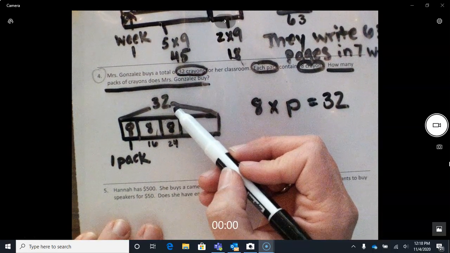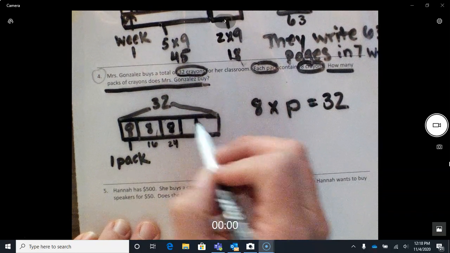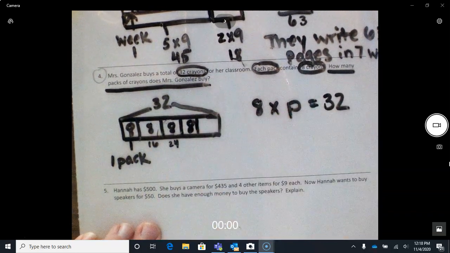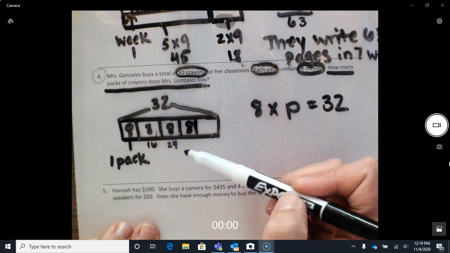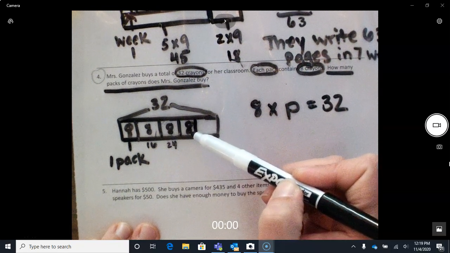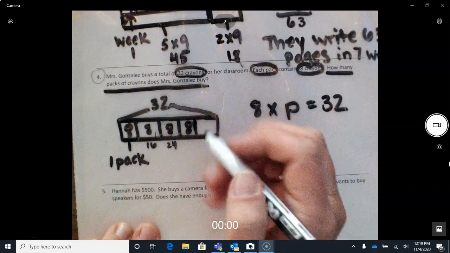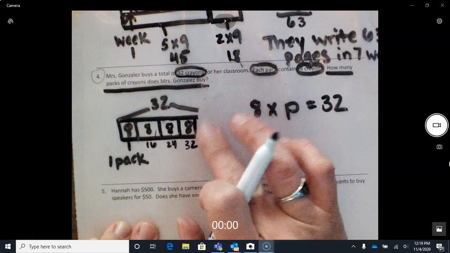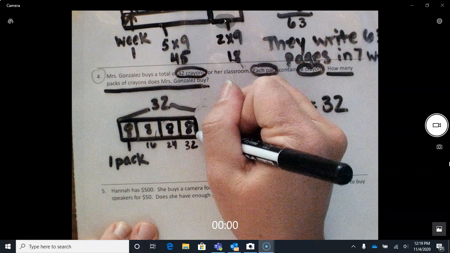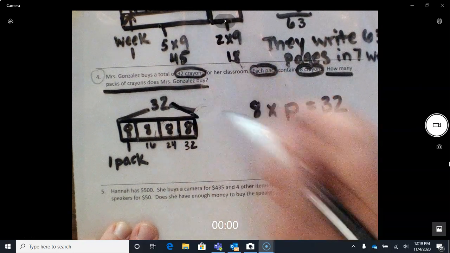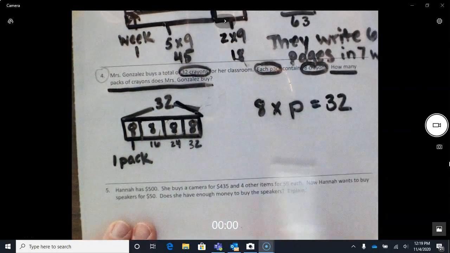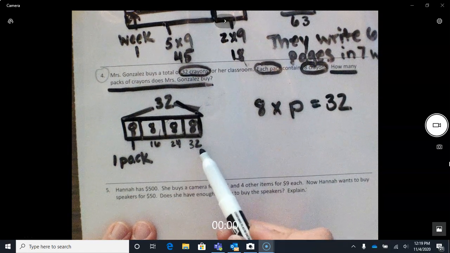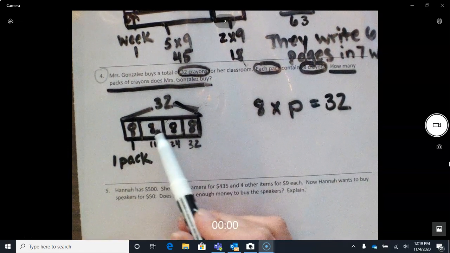Still not to my total of 32. So let's make another pack and label it with an 8. So it's 24 plus 8. Oh, there's my 32. All right, so I don't need this last spot, so let's erase that because I don't want to have extra space in my tape diagram. So now I've got my total of 32 crayons. Well, how many packs were we able to make?